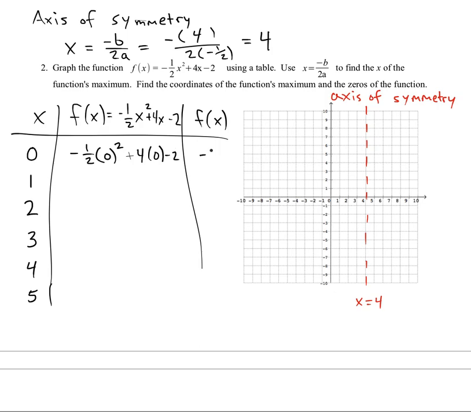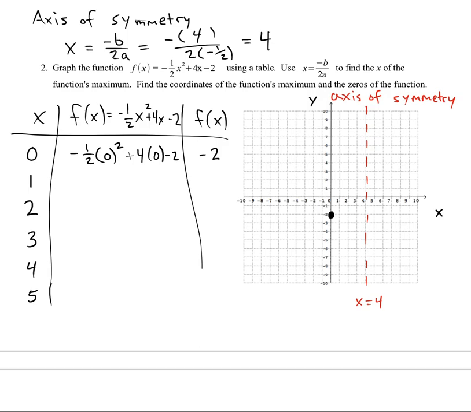The y-intercept, it's called, of this parabola is 0, negative 2. It's called the y-intercept because that's where our parabola touches the y-axis.